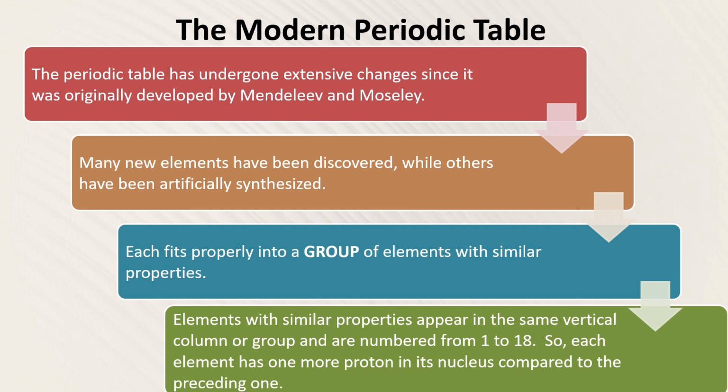The modern periodic table has undergone extensive changes since it was originally developed by Mendeleev and Moseley. Many new elements have been discovered, while others have been artificially synthesized. Each fits properly into a group of elements with similar properties. Elements with similar properties appear in the same vertical column or group and are numbered from 1 to 18. So each element has one more proton in its nucleus compared to the preceding one.